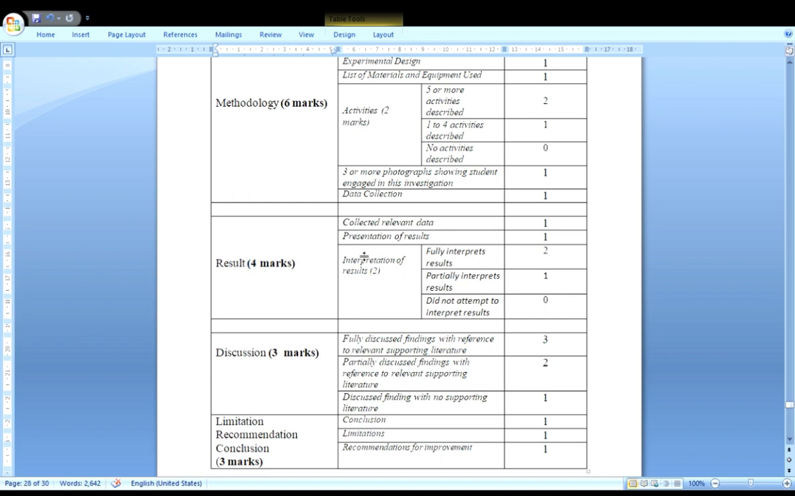Alright, so the presentation of results is worth 1 mark. The presentation here means how you organize your information when you collect it. You could organize it in a table, in a pie chart, in a graph, etc. And of course, the interpretation of the results, the maximum mark you can score from that is 2. If you fully interpret your results, that's 2 marks. If you partially interpret them, that's 1. And if you don't, that's 0.